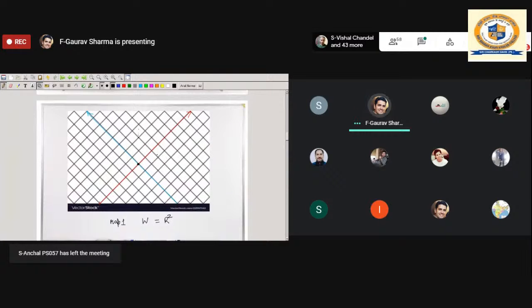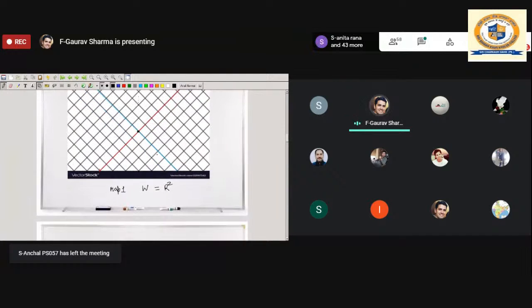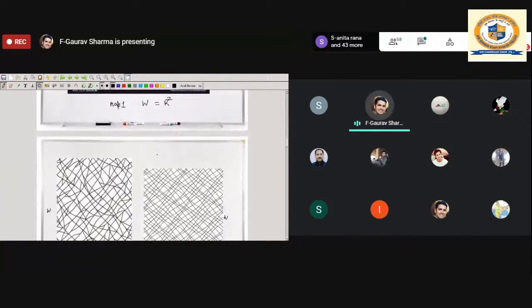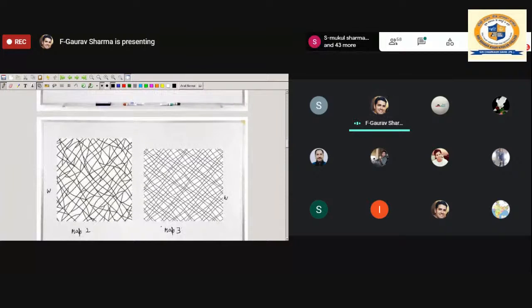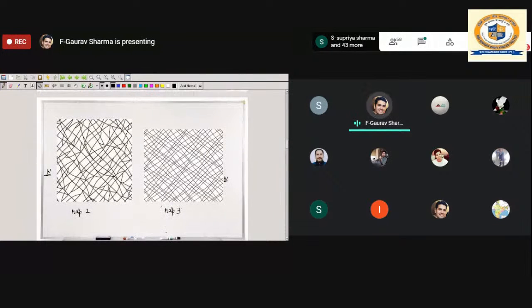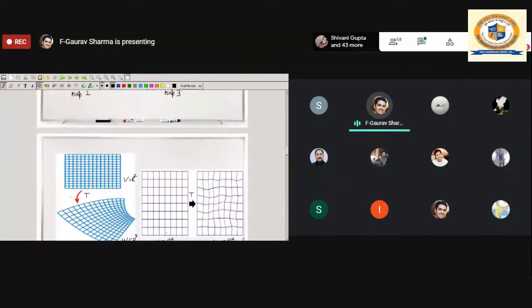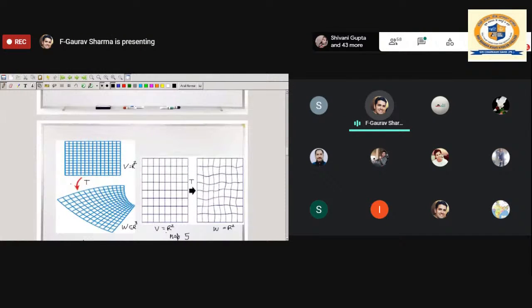So let us observe some other examples of transformation. Suppose I crush that rubber sheet in some way, then the square grid can be converted into map 2, this W. And if I crush it in another way, then it can be transformed into this map 3. So there are many more ways. Suppose I twist that rubber sheet, then it will be converted like this.